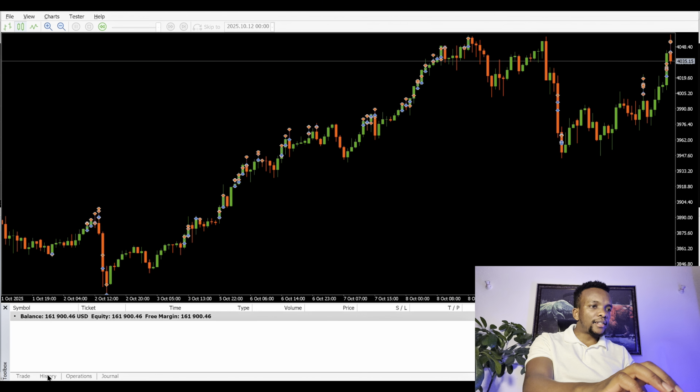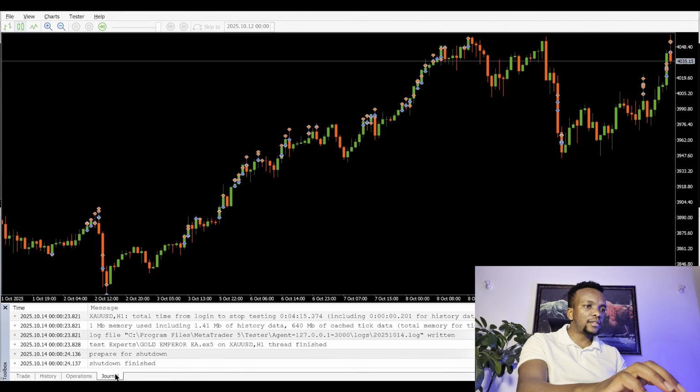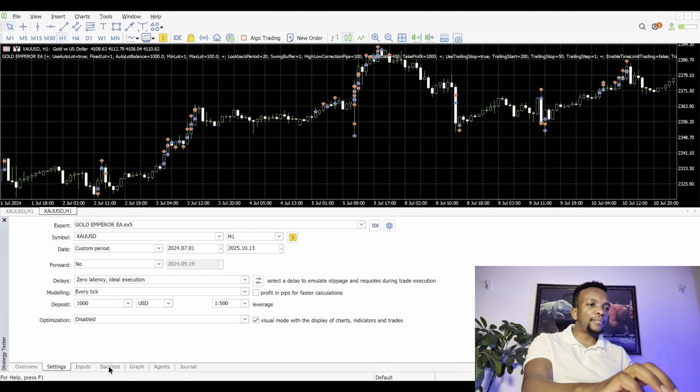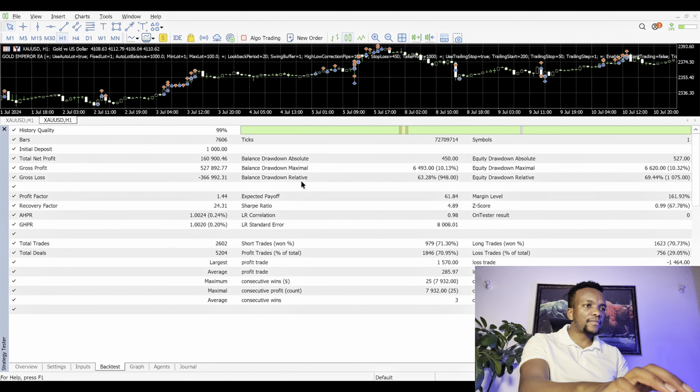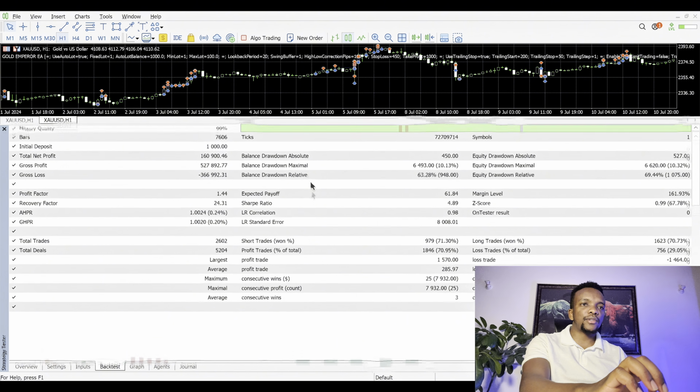So I shall show you the history, the operations, the journal. Once you do a backtest, you can come back here to the backtest and see the results of your backtest. So in this case, this is the history. The initial deposit was 1,000. Total net profit was 160,000. Gross profit was 527,000. Then gross loss was 366,000.